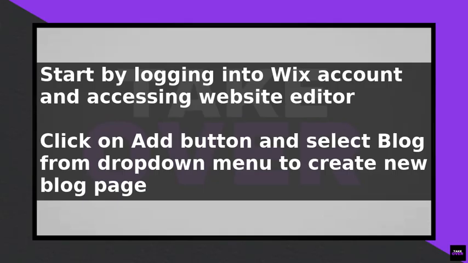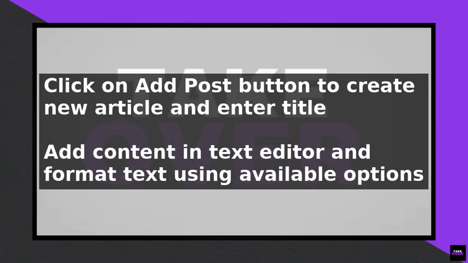Next, click on the Add Post button to create a new article. Enter a title for your article in the title field and add your content in the text editor. You can format your text using the various formatting options available, such as bold, italic, and underline.